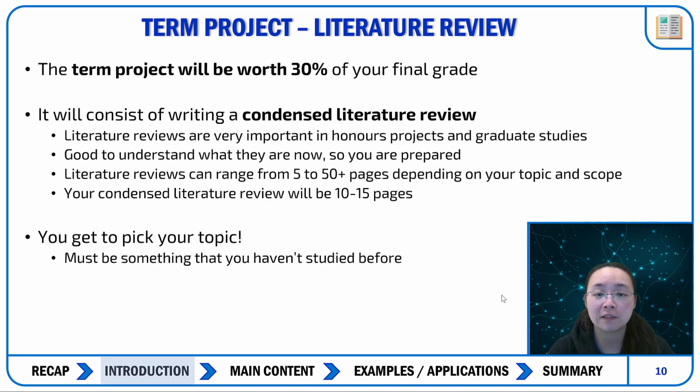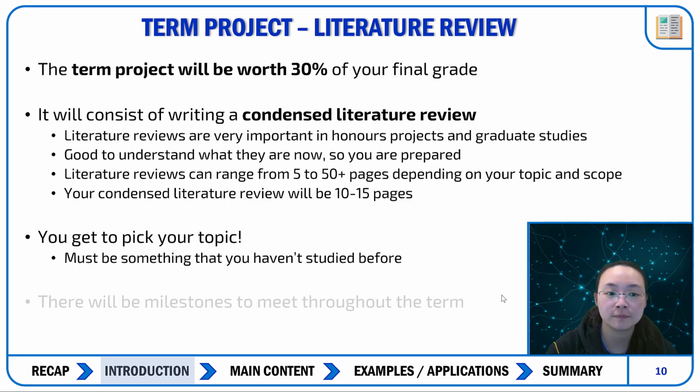One of the important things to know about the literature review is that you get to pick your topic. So it has to be something you haven't studied before, but it can be anything related to molecular and cellular biophysics. So if you want to learn about something that you haven't learned about before, take this opportunity to try and learn it. If you know that you're going to go into an honors project later on, and you have to do a literature review for that, why not get started right away?